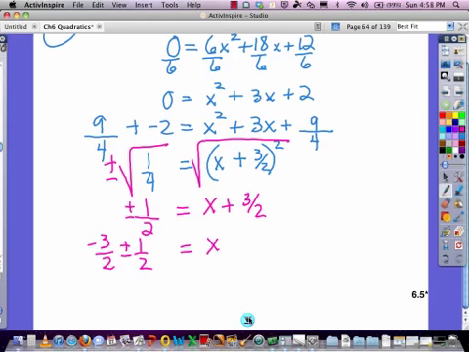So here we go. If you have negative 3/2 and you add 1/2 to it, you're at negative 2/2. Negative 2/2 is the same as negative 1. The other solution, negative 3/2 minus 1/2, is negative 4/2. Negative 4/2 is negative 2. So we get 2 solutions. We write the fractions in lowest terms, and so we have solved by completing the square in the process.